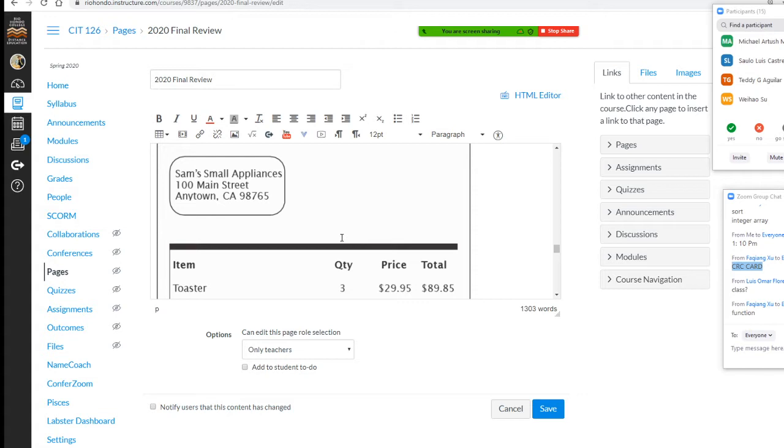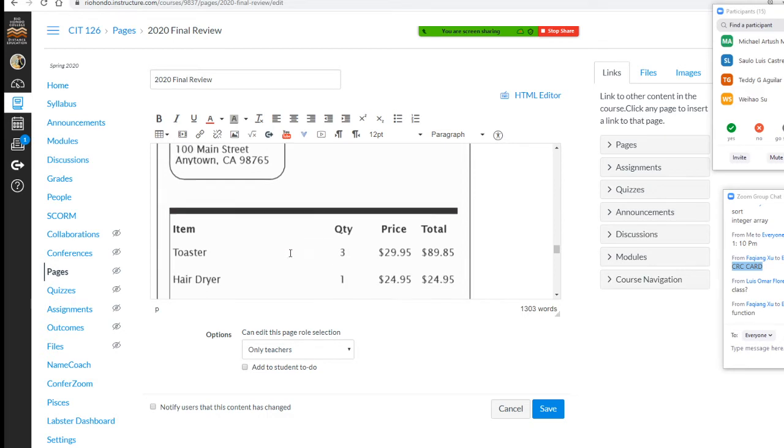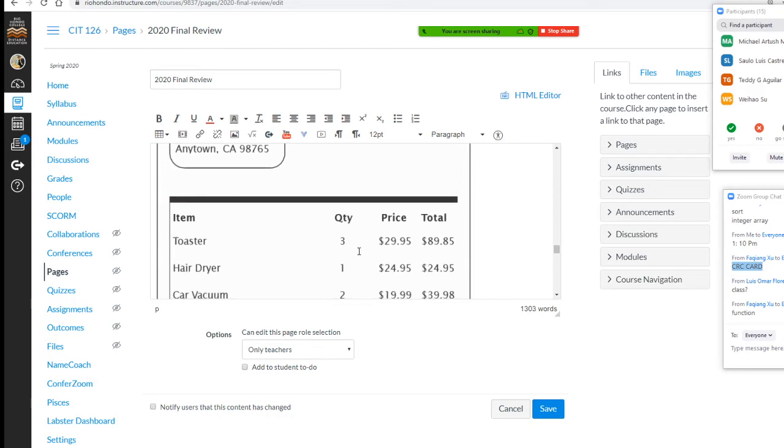So we see this card. I saw the address. So I'm going to make this as unit address. All right. And I also see this toaster, $29.95. That's a product. All right. I saw this line number here. The total is a variable, but because the total can be calculated from price times 3, so that's not an important variable.